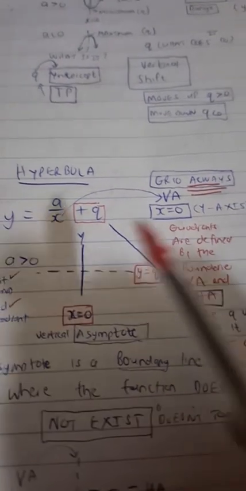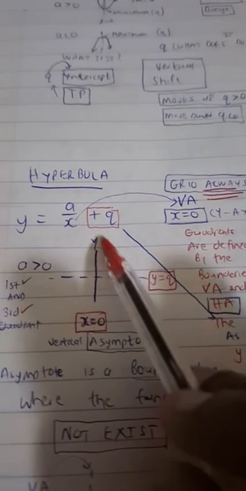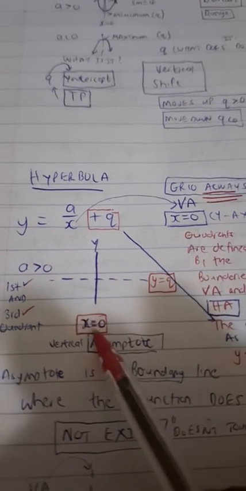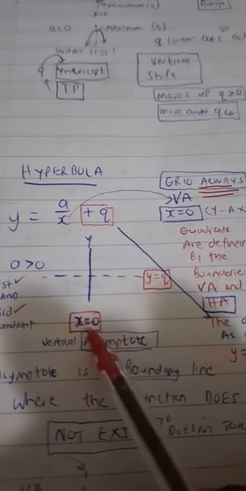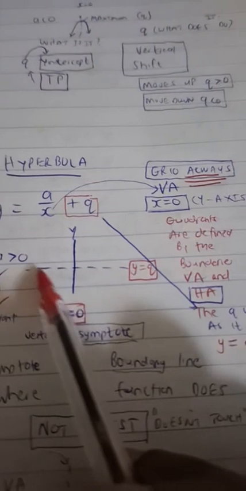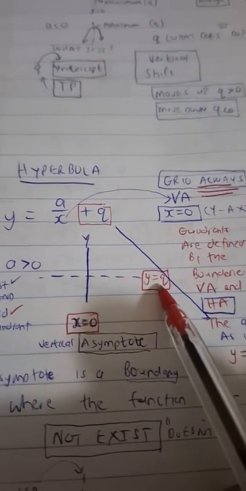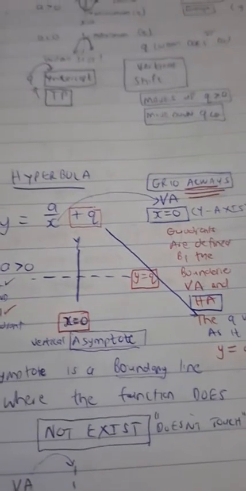Okay. Now, when we have the vertical asymptote, which is the y-axis in grade 10 all the time, like I said, whose equation is x is equal to 0, and then we have the horizontal asymptote, which is y is equal to Q, then, Jonga, look at this. This is our first quadrant.